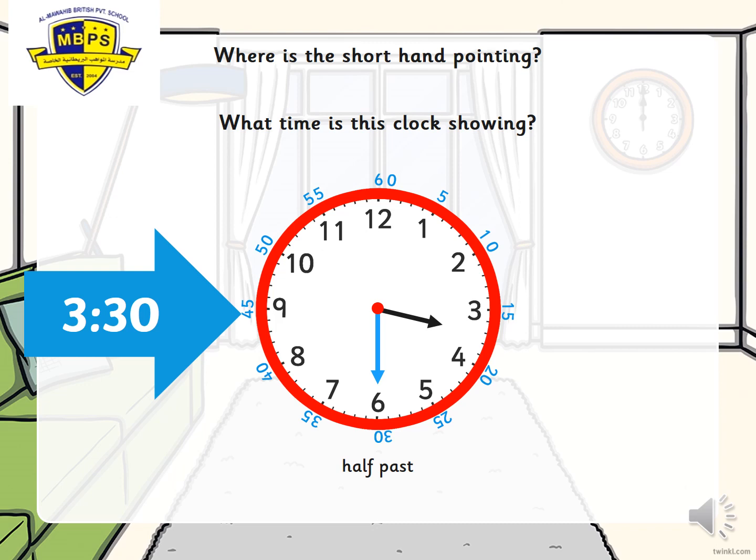Now it's your turn. Can you write it using half past? Let me ask you again. Where is the short hand pointing? Very good. It's halfway between 3 and 4. It's in the middle between 3 and 4. So if you are going to tell the time here and you have the long hand on 6, which means half past, can you tell me it's half past what? What time is the clock showing here? It's 3:30. Very good.